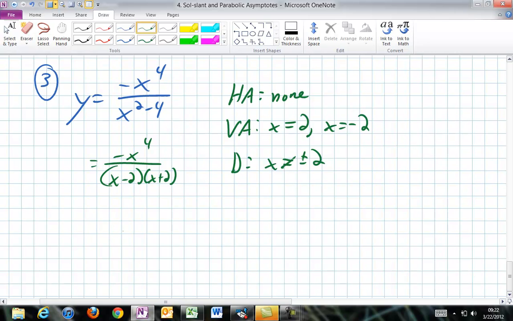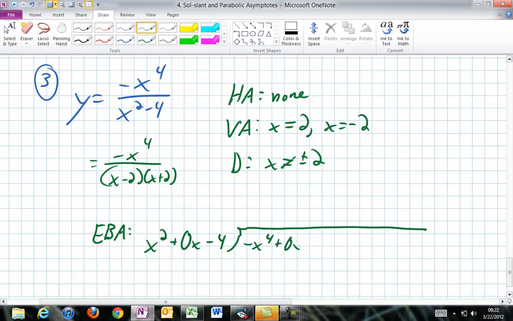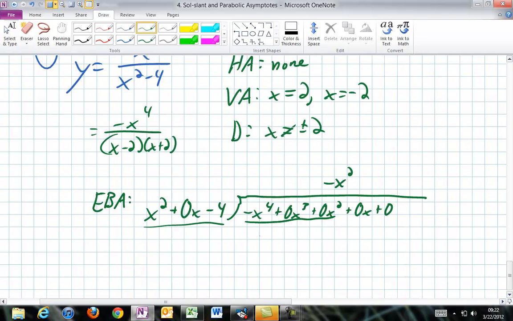Now I'm going to look at the end behavior asymptote. EBAs come from dividing the numerator by the denominator whenever the numerator has a greater degree. Negative x to the 4th plus 0x cubed plus 0x squared plus 0x minus 4, keeping our 0 terms in place. And then divide that by x squared minus 4. We have to do negative x to the 4th plus 0x cubed plus 0x squared plus 0x plus 0. And then look at the terms. So we multiply by a negative x squared. We get negative x to the 4th plus 0x cubed plus 4x squared. Change the signs.